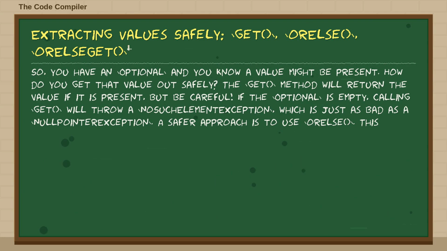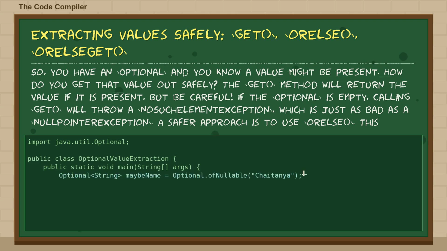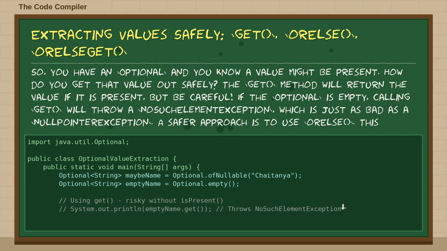Even better is orElseGet, which takes a Supplier functional interface. This means the default value is computed only if needed, improving performance for expensive default value calculations. For example, if you are creating a new object as a default, orElseGet will only create it when the Optional is empty, unlike orElse, which would create it every time. Choose wisely based on your needs.